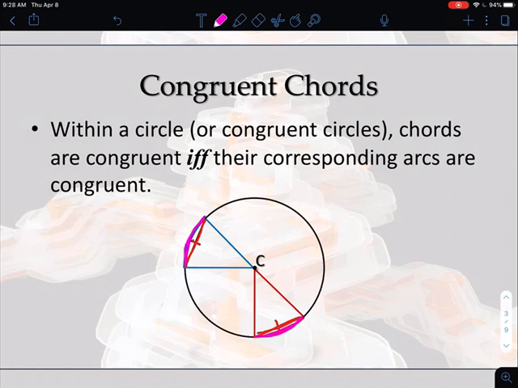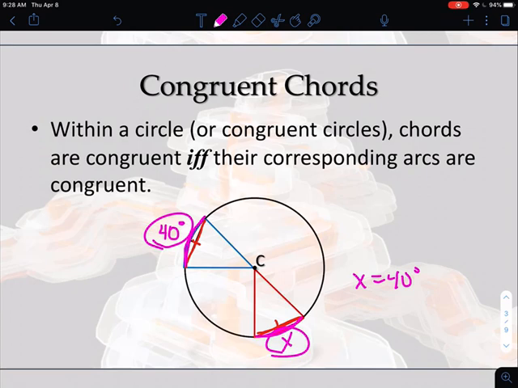It works both ways. So if I know this chord is the same as the other, and I tell you that this arc is 40 degrees, and they say find this arc, the arc over here is the same as the arc over here, so x would equal 40 degrees. So if we know the chords are the same, the arcs are the same. If the arcs are the same, then the chords are the same.